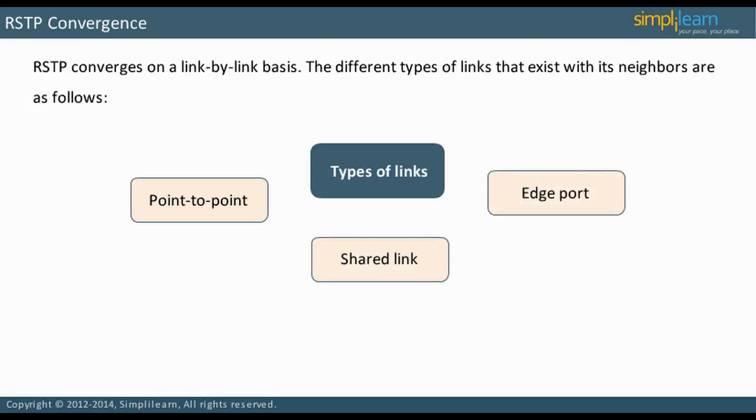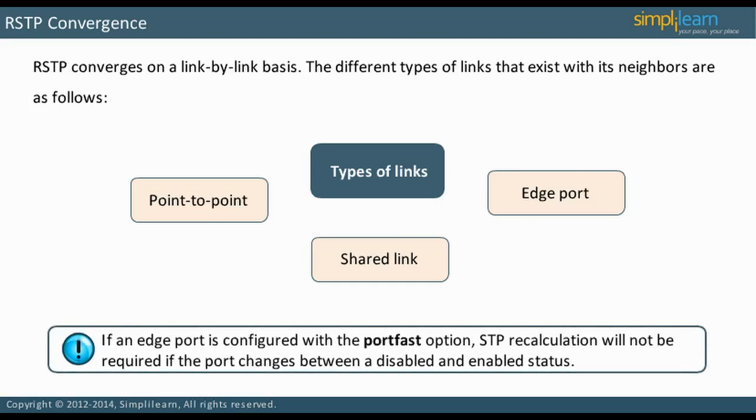Then there is an edge port. This port connects an end device to the switch. If configured with the port fast option, these link types generate topology changes when the port changes between a disabled or an enabled status. If an edge port is configured with the port fast option, then STP recalculation will not be required when the port changes between a disabled and an enabled status. However, if an RSTP edge port receives a BPDU, it reverts to point-to-point or shared link type. Let us continue this discussion in the next slide.